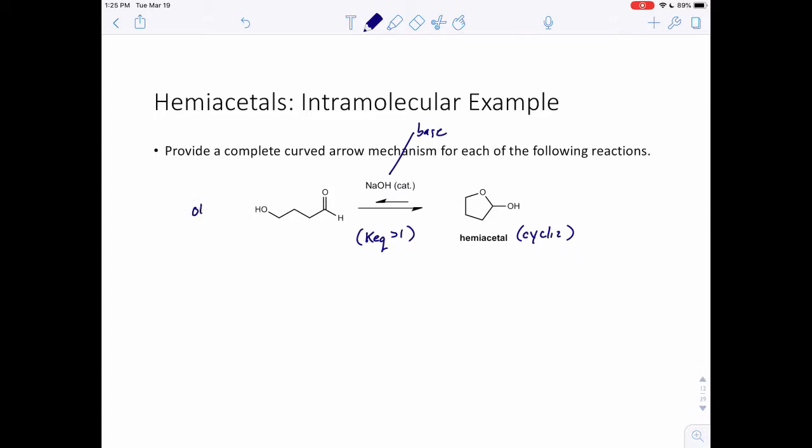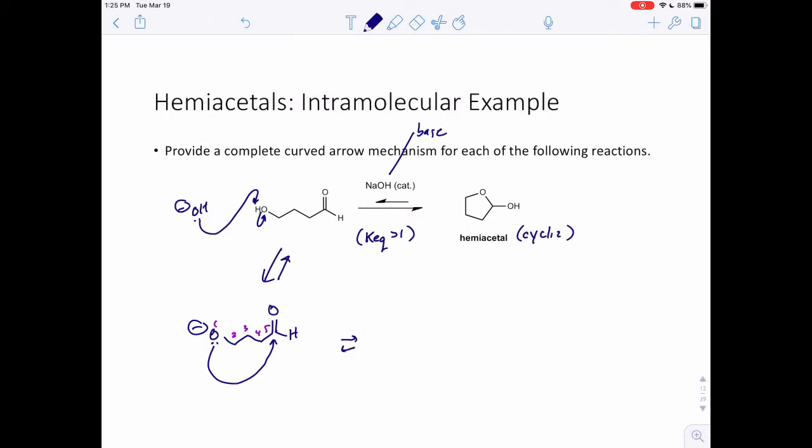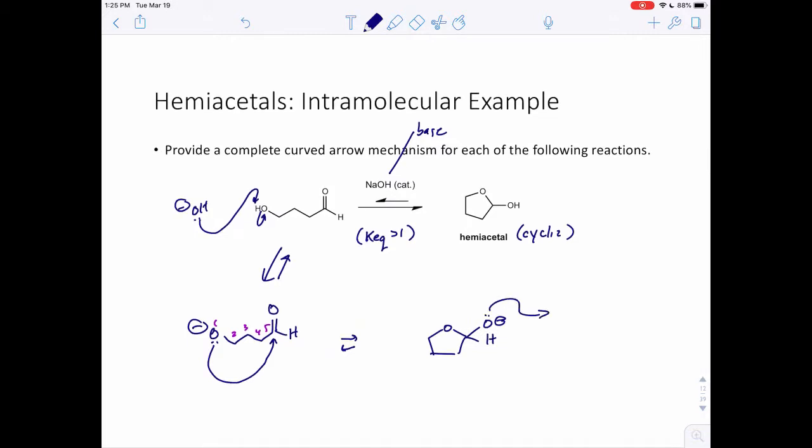You're in base, we're going to deprotonate. That will generate an alkoxide. And in the same molecule, we have the aldehyde. So we attack. You're given the product, but it's always a good idea to double check and make sure you're forming the ring size that you expect. And this would make a 5-membered ring. Okay, and one last step to get to the product, we need to protonate. Our proton source in basic solution is water.